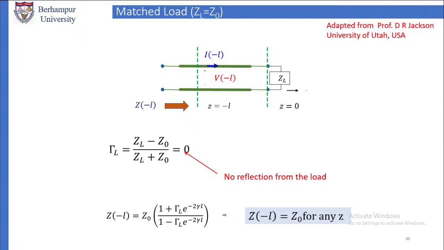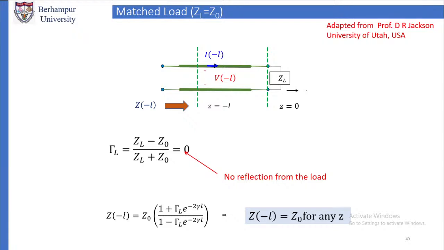Now, why does that happen when gamma L is equal to 0? Why will there be no reflection from the load? By definition, gamma L is the ratio of reflected voltage to the incident voltage. So reflected voltage by incident voltage is equal to 0. Practically, incident voltage cannot be infinite. So for the ratio to become 0, the reflected voltage has to be 0. Reflected voltage equal to 0 indicates that there is no reflection from the load.